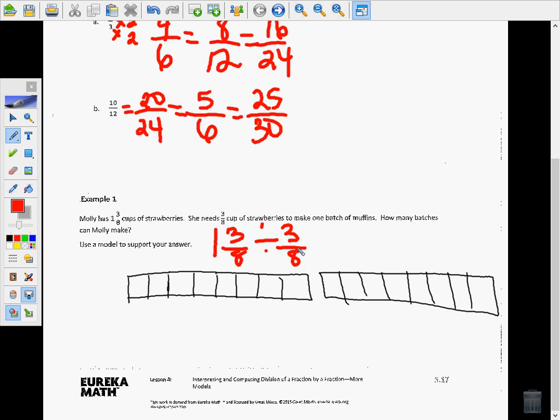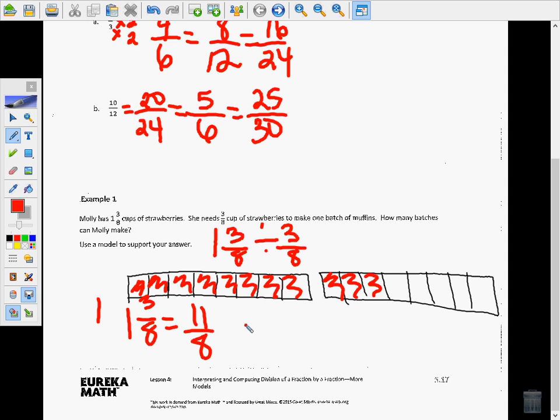So I started by drawing 2 tape diagrams. The reason why I drew 2 wholes is in order to make 1 3/8. So if I shade in 1 complete whole, that represents my 1 in the 1 3/8. I still need to shade in 3 more eighths for the fraction 3/8. Now you can see that 1 3/8 is equal to 11/8. So we're doing 11/8 divided by 3/8. We have to figure out how many 3/8 goes into 11/8.